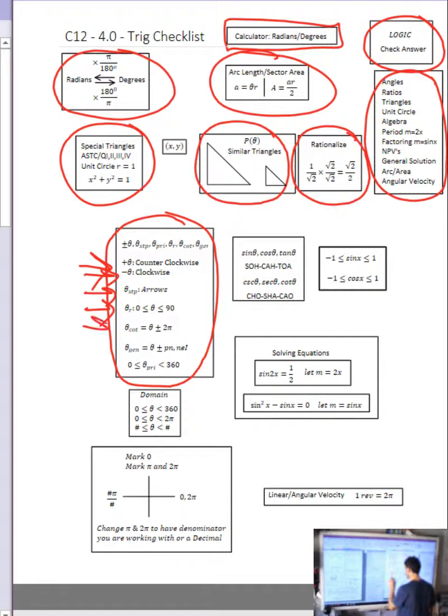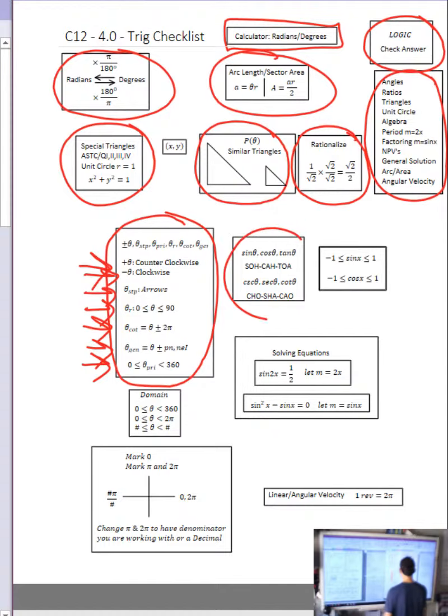We have coterminal angles, which are angles in standard position, plus or minus 2 pi. And we have our general solution, which is our angles that we got in standard position, plus or minus the period times n. The period will change, but most commonly it's 2 pi, so 2 pi n. And the principal angle is the angle in standard position that's between 0 and 360, not as common.